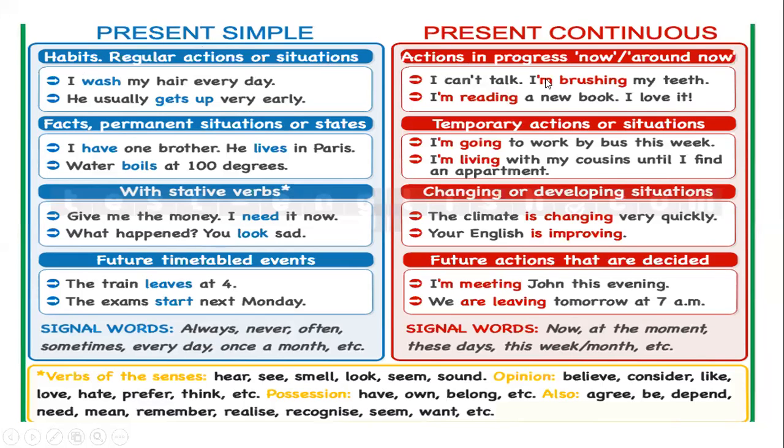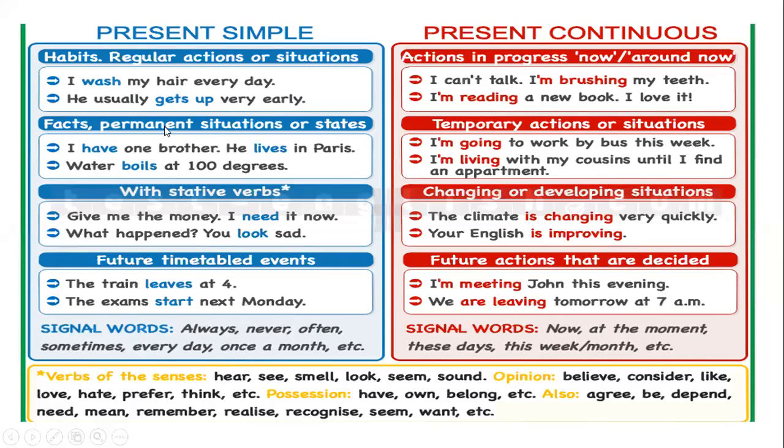Pero cuando uso el presente continuo, I apply it for actions in progress that are happening now or around now. For example, I'm brushing my teeth. I'm reading a new book, I love it. So it's an action, brushing my teeth at this moment, right? Entonces vemos que también en el verbo to be, utilizamos algunas palabras, ya las vamos a ver abajo, qué verbos vamos a considerar para el present continuous y para el simple present.